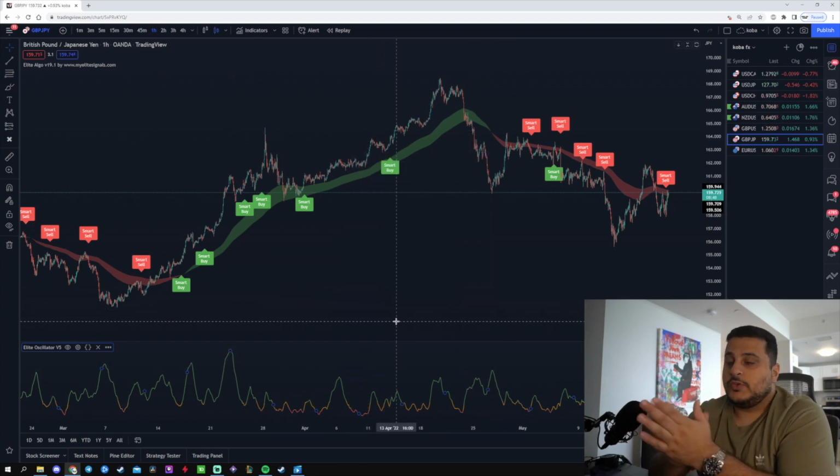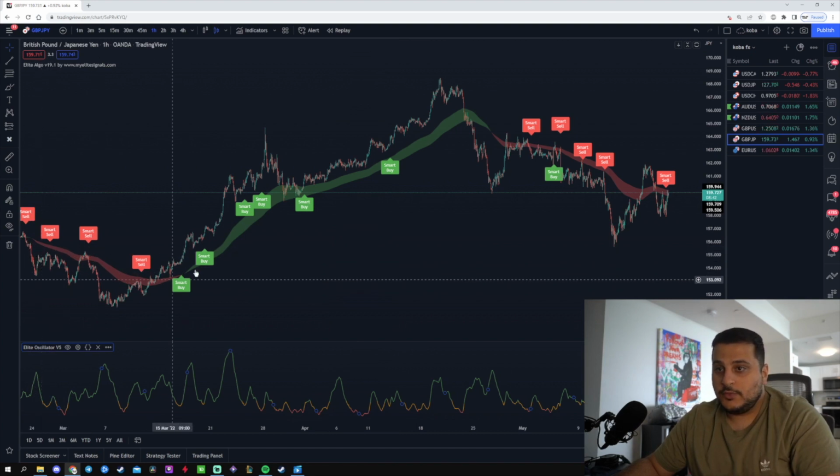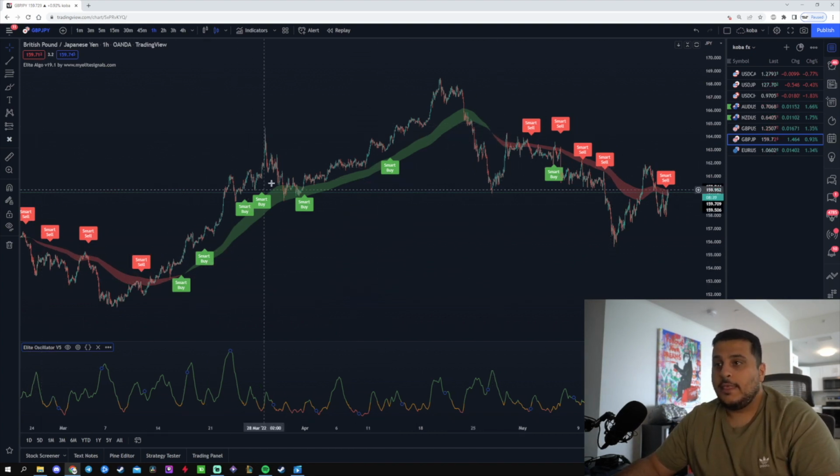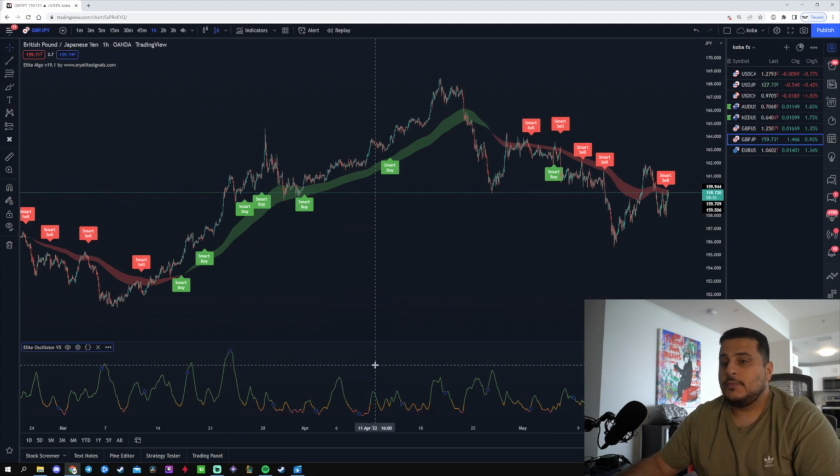Now, the strategy rules themselves are also very easy. You have the trend cloud right here, so this red and green ribbon, right? You have your buy signals and your sell signals, and you have this TVR down here. Now let me show you guys exactly how to put all these together.